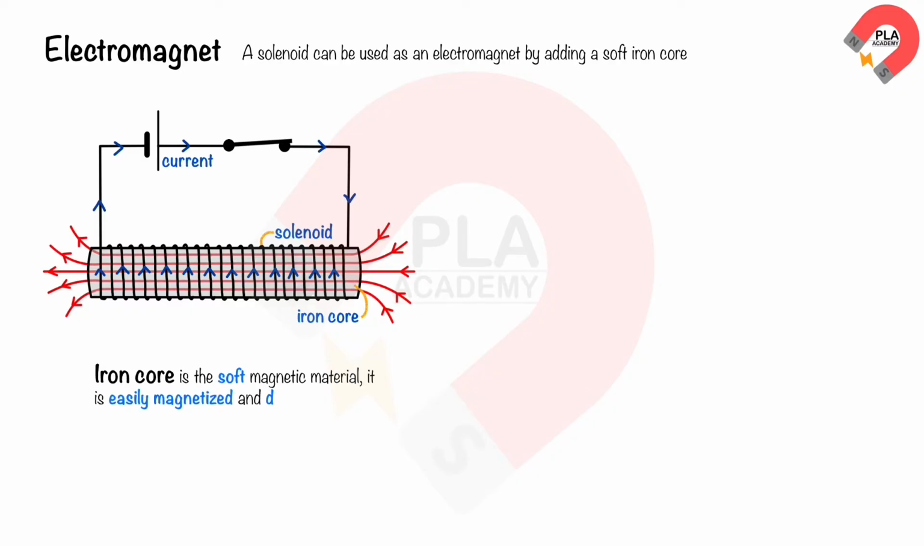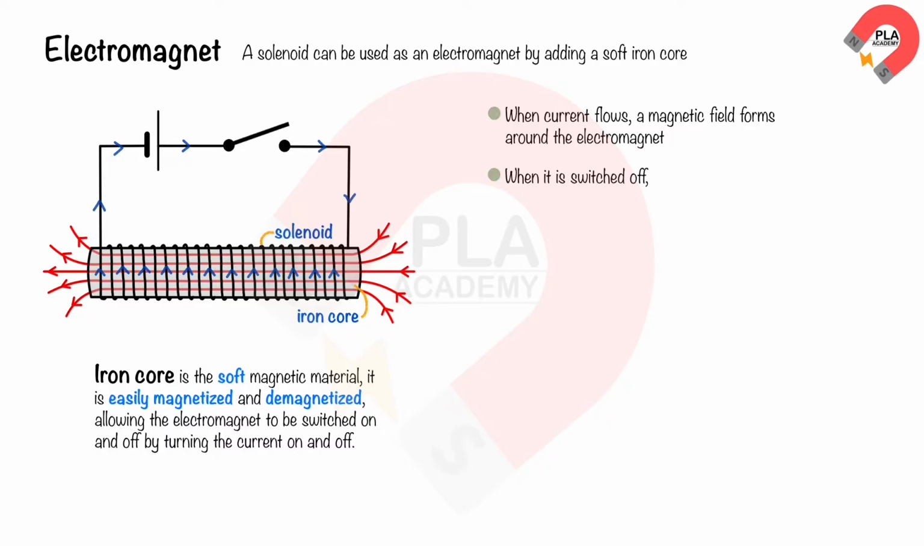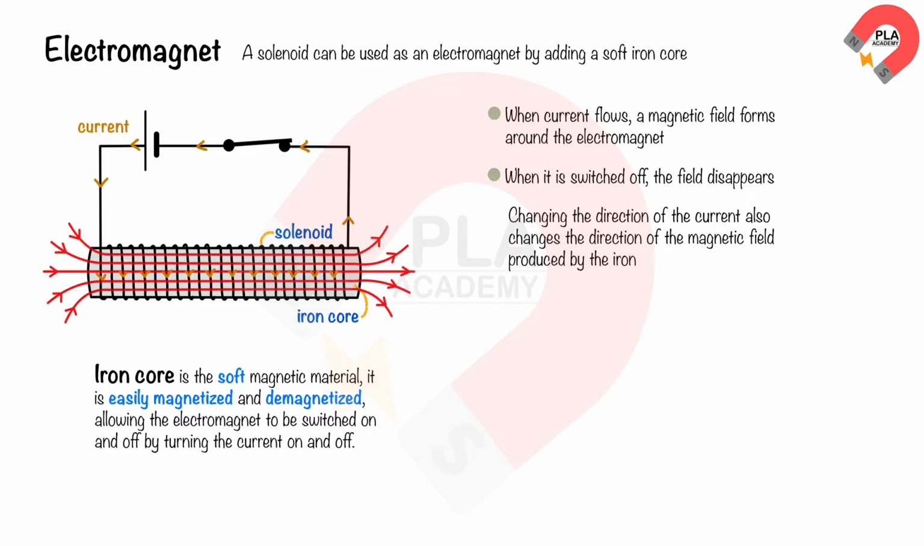It is easily magnetized and demagnetized, allowing the electromagnet to be switched on and off by turning the current on and off. When current flows, a magnetic field forms around the electromagnet. When it is switched off, the field disappears. Changing the direction of the current also changes the direction of the magnetic field produced by the iron core.